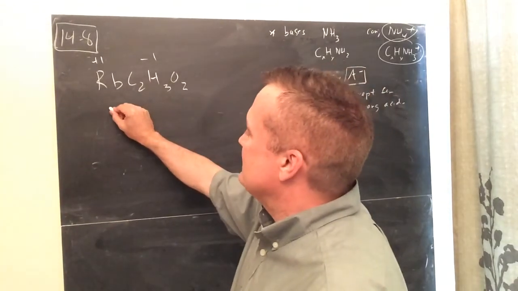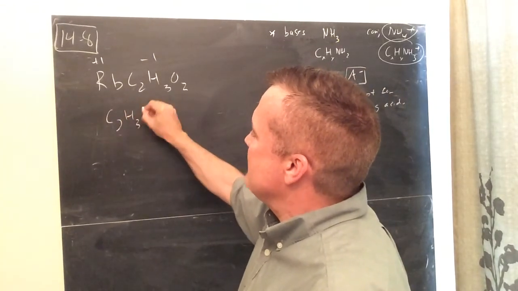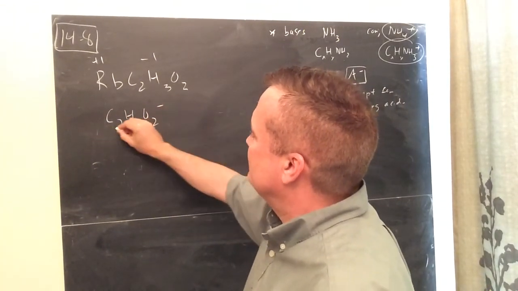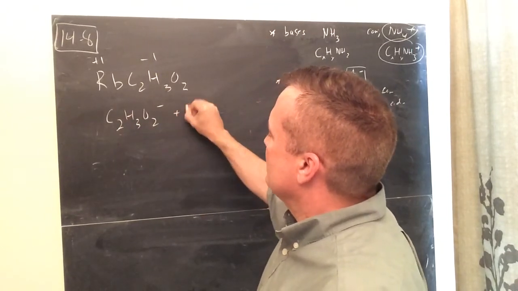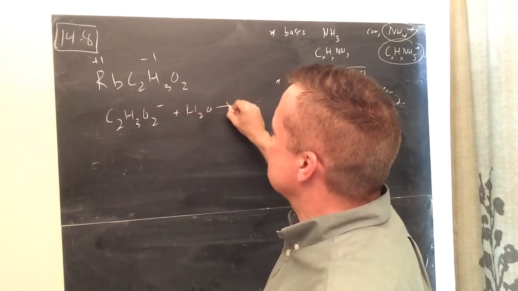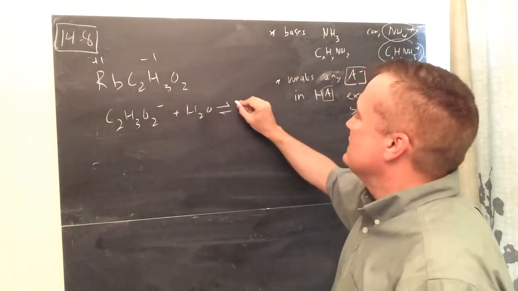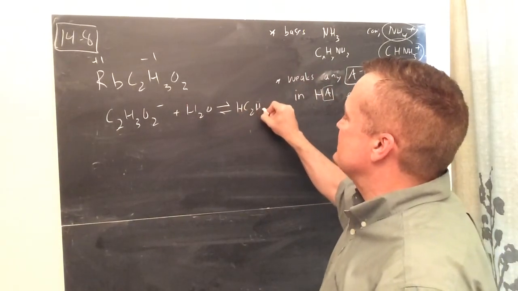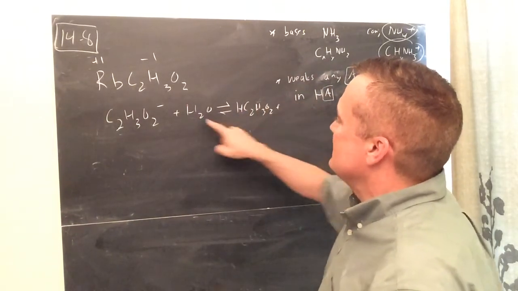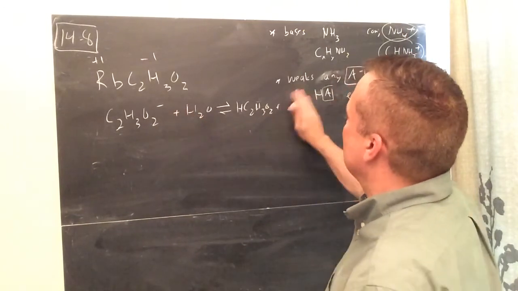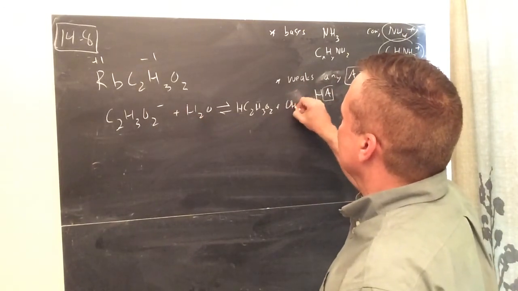And so what will happen is C2H3O2 negative, just take that ion, plus water, and I already showed you this, and it will actually be an equilibrium. It gives you HC2H3O2, plus, if you take an H off of water, you're left with OH negative.